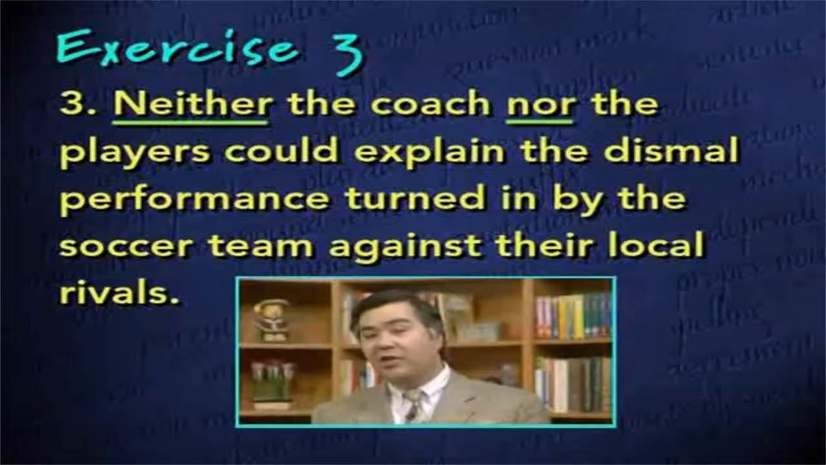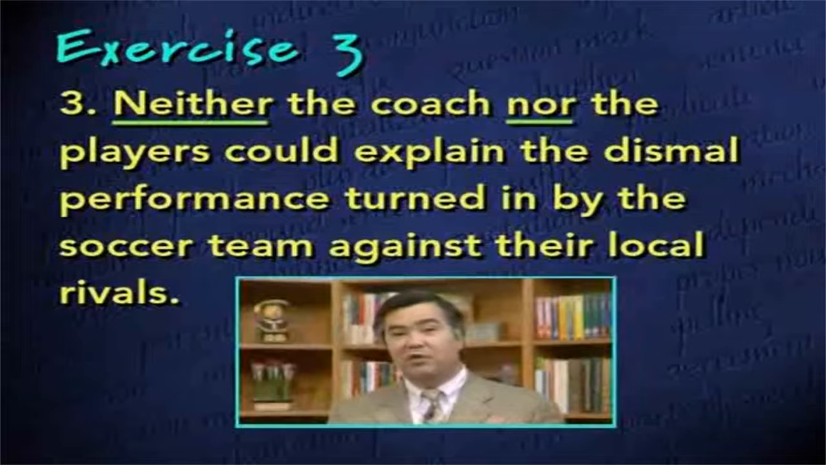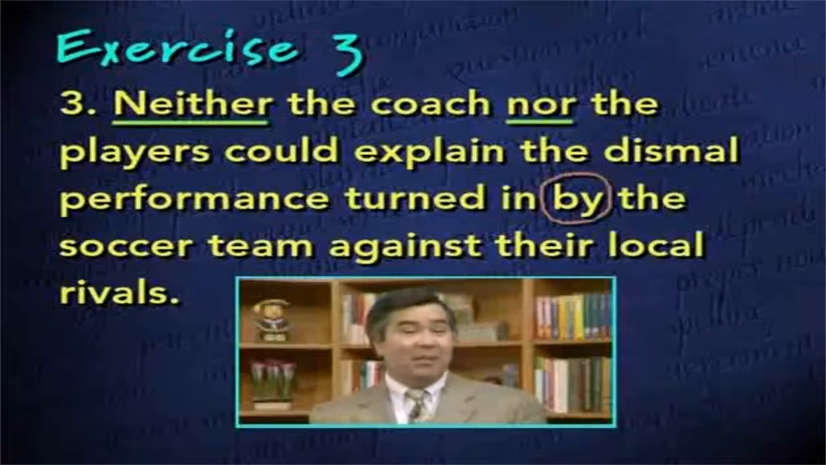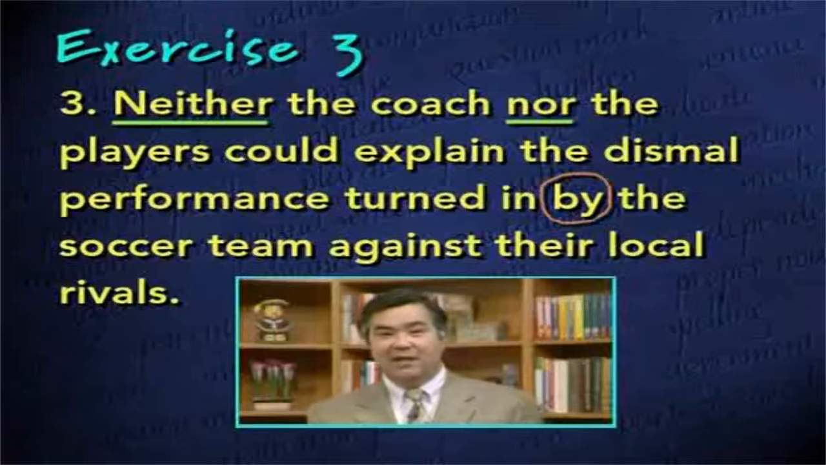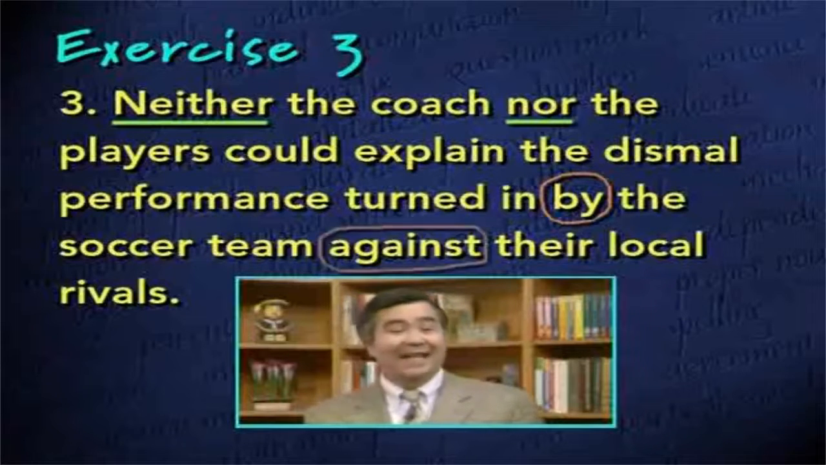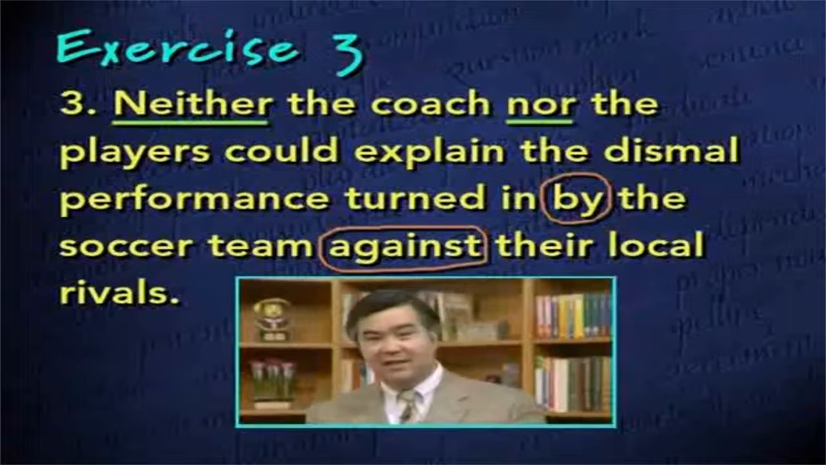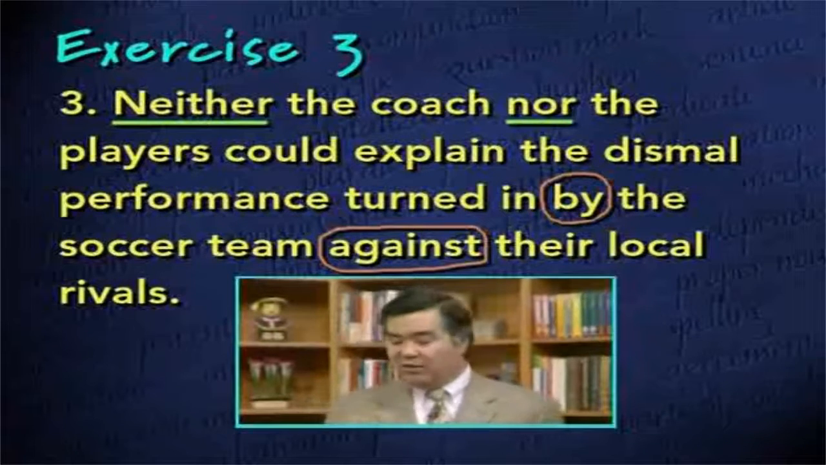We don't have any other conjunctions in the sentence, but we do have two prepositions, introducing, of course, prepositional phrases. By is the first preposition, introducing the prepositional phrase by the soccer team, and against their local rivals. Against is the preposition, and against their local rivals is the prepositional phrase.